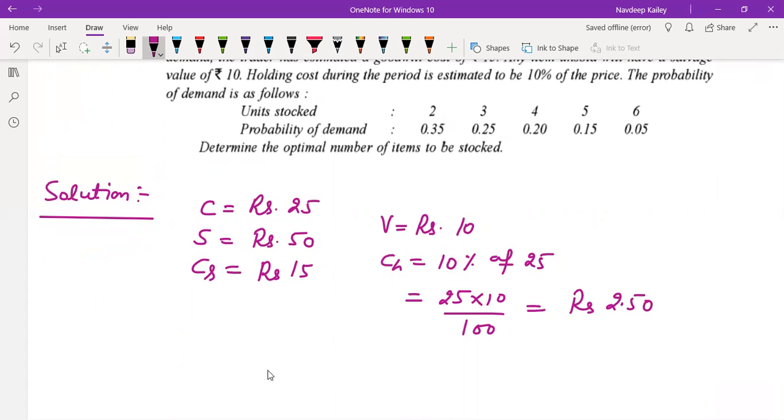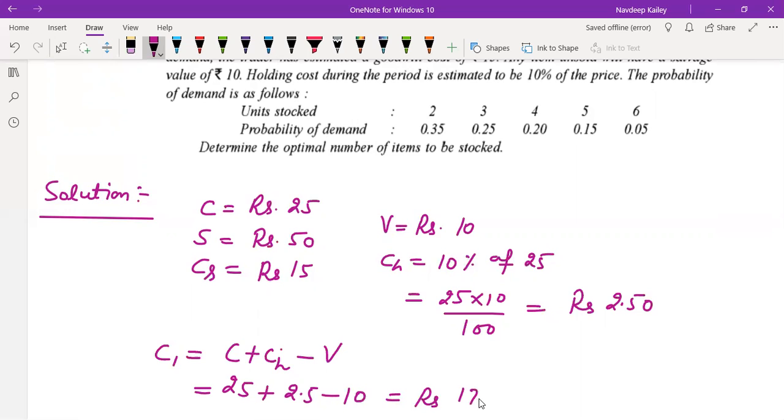Now, with the help of these values, we can calculate overstocking cost and understocking cost. Overstocking cost C1 is given by the formula C plus CH minus V. What is capital C? Capital C is the unit cost price, that is 25. CH is unit carrying cost, that is rupees 2.5, and salvage value is minus 10. After calculating, we get rupees 7.50. This is overstocking cost.